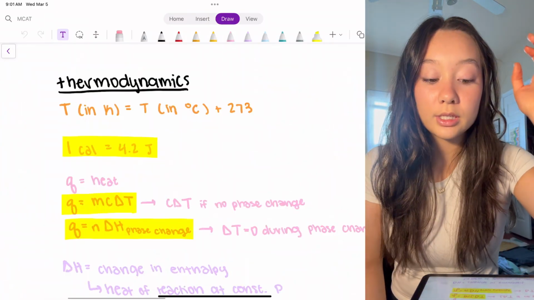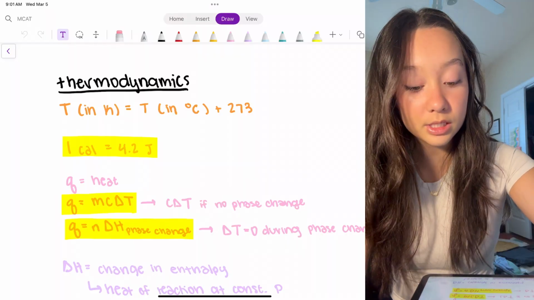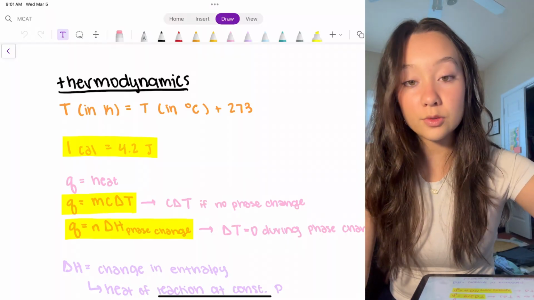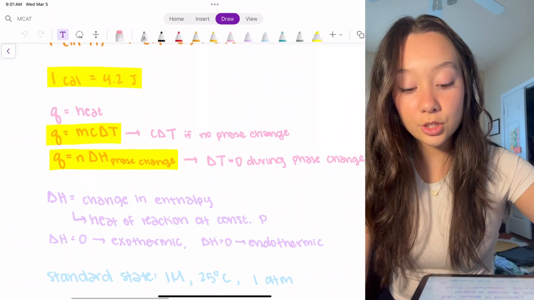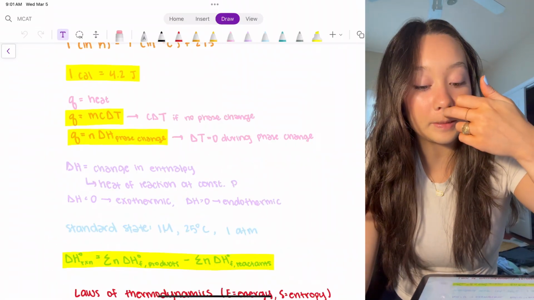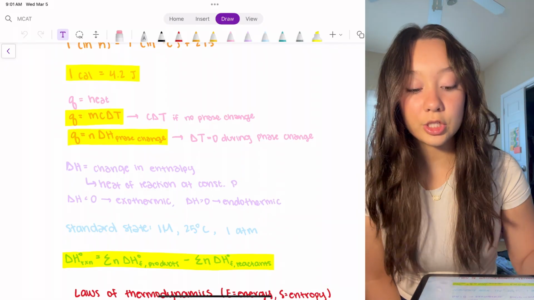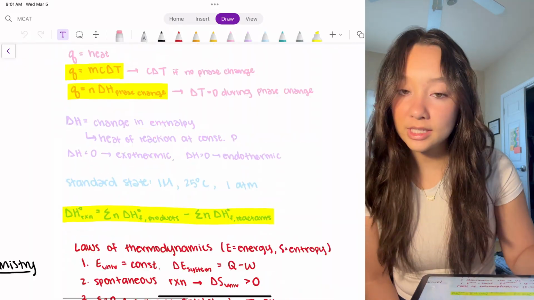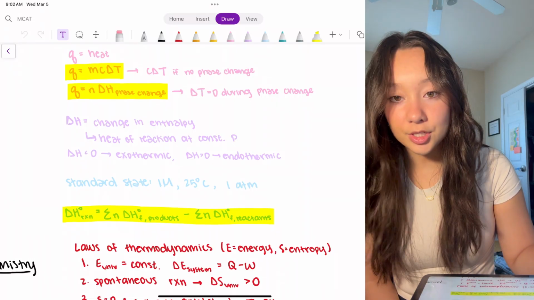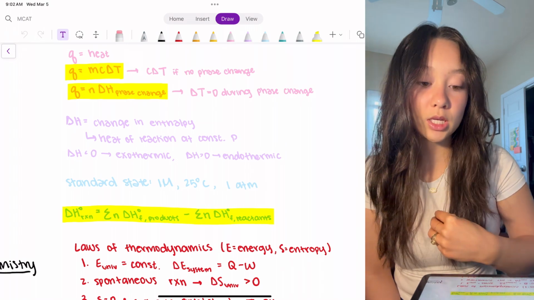thermodynamics, changing Celsius to Kelvin, you just add 273 to Celsius to get to Kelvin. 1 cal is 4.2 joules. Heat, Q equals MC change in T, and then Q equals N delta H. These are for phase changes, where change in H is the change in enthalpy, which is heat, and then negative change in enthalpy is exothermic because we're giving off heat, positive change is endothermic because we're taking in heat.